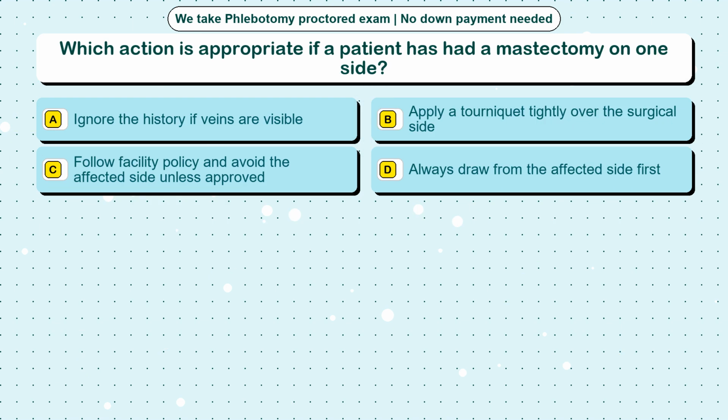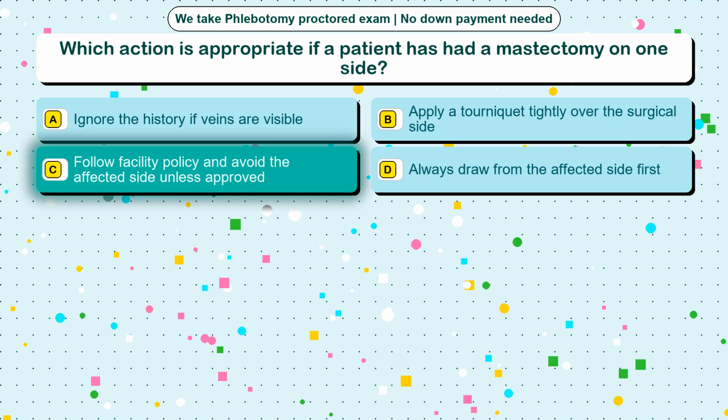Question 62. Which action is appropriate if a patient has had a mastectomy on one side? Option A. Ignore the history if veins are visible. Option B. Apply a tourniquet tightly over the surgical side. Option C. Follow facility policy and avoid the affected side unless approved. Option D. Always draw from the affected side first.